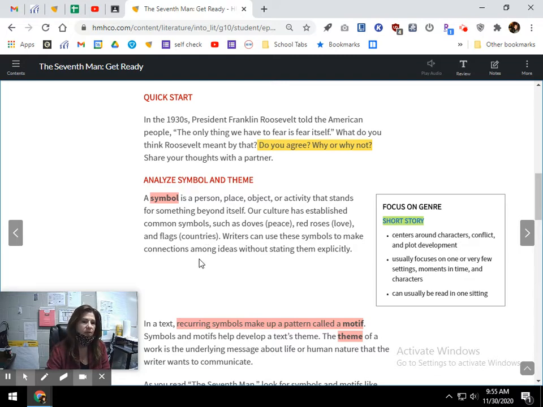Writers can use these symbols to make connections among ideas without stating them explicitly. Explicitly means like detailing it and coming right out and saying what they mean. They can use a symbol instead.